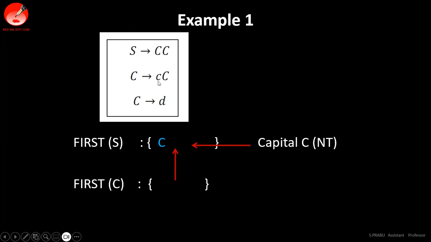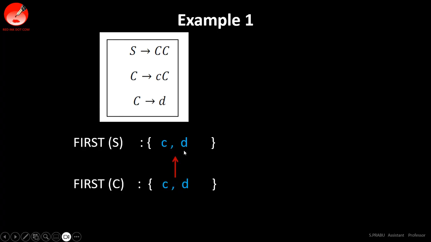The first element is small c, so I can add the small c here. In the next rule, the first element is small d. Both the elements are terminals, so I can directly add them. Then I can add these two elements in the FIRST of S also.